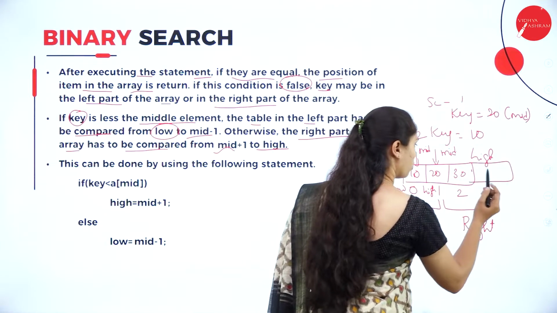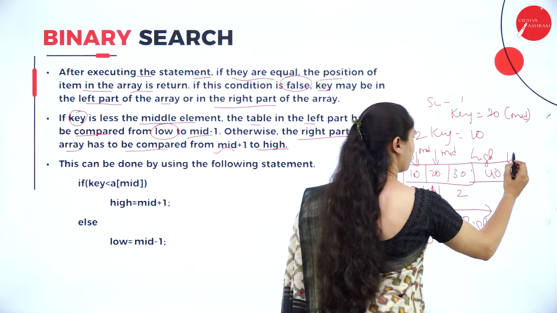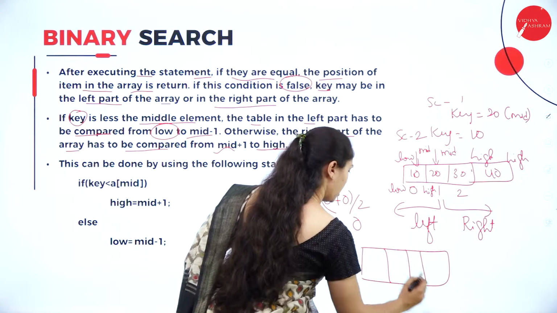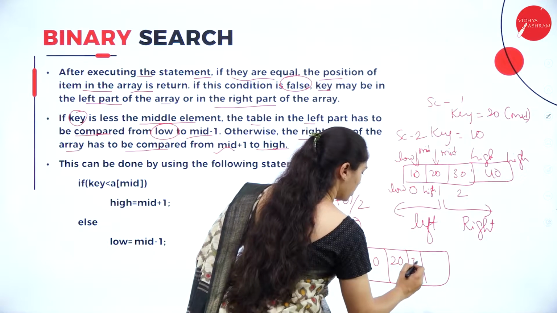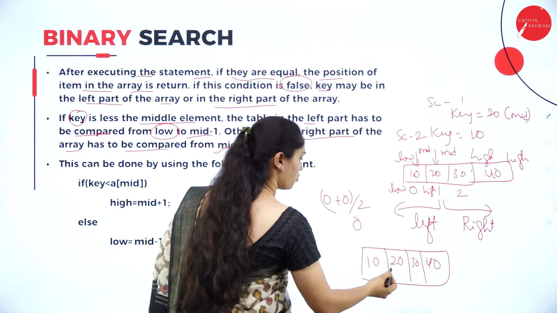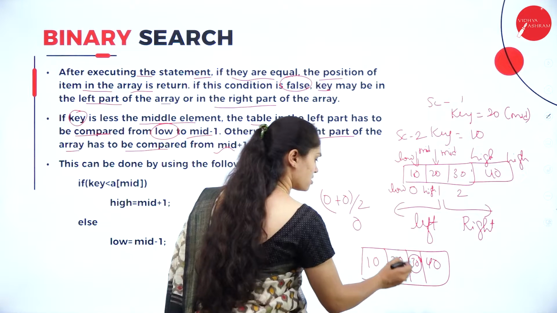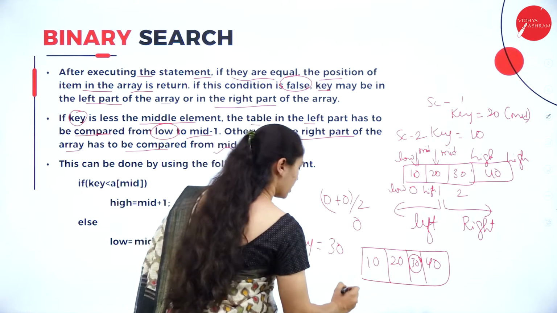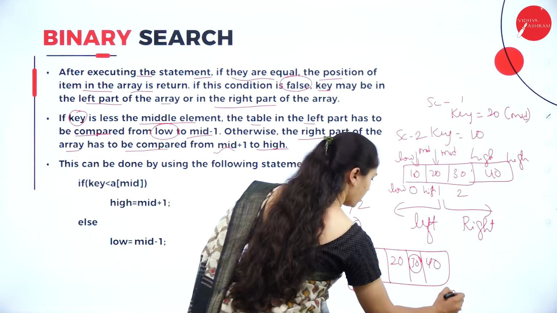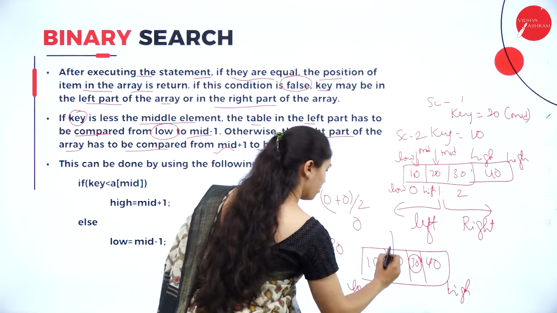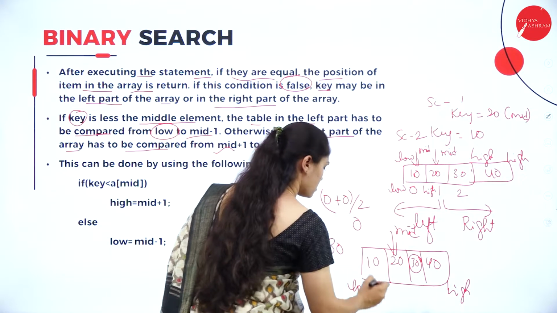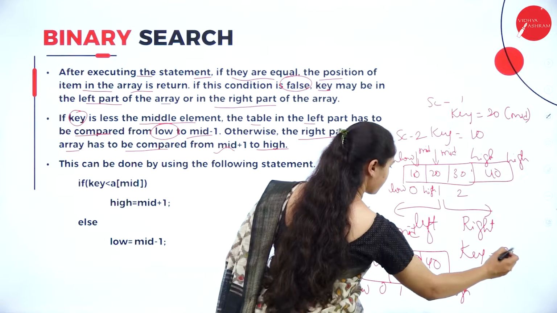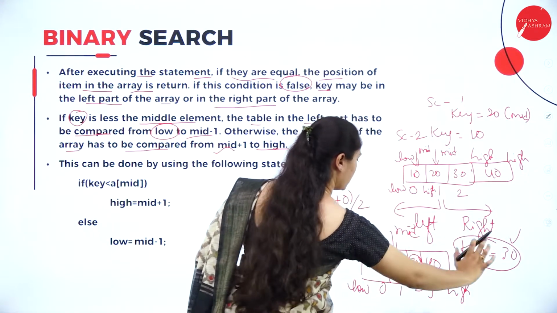Just imagine I have one more element, make it 40, and let me consider it as high. Let me write it here itself: 1, 2, 3, 4, 10, 20, 30, 40. Okay. So as of now, I wanted to find the location of this 30. Let me consider my key as 30 here, and this is low, this is high, and this is the mid element. Fine. 0, 1, 2, 3. My key is 30 right now.